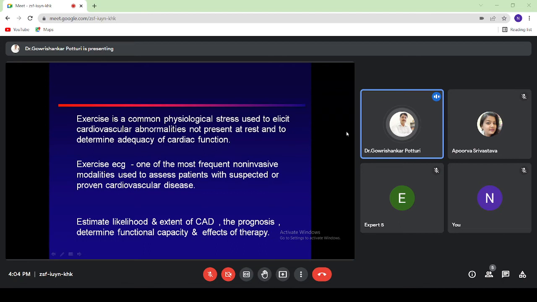We don't only do exercise ECG for the first-time identification of coronary artery disease. We repeat the test to check the prognosis. Suppose the patient had a PTCA, percutaneous balloon angioplasty, or CABG, coronary artery bypass graft, or the patient is on digoxin or any cardiac drugs. To check the prognosis and to find the functional capacity and effects, we will do this exercise ECG.